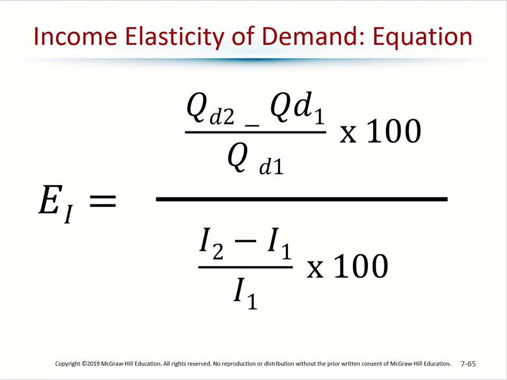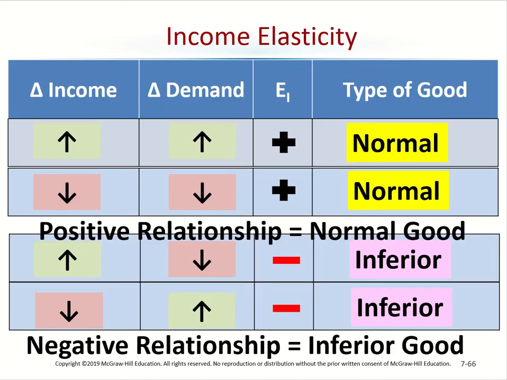So it's your Q2 minus Q1 over Q1. The whole thing times 100%, this will cancel out anyway, so I wouldn't worry about times 100%, okay? And then over, now we're going to replace price with income. So income 2, new income, minus income 1, old income, and then divided by old income. And that will give you your income elasticity for demand. So again, if this is positive, that's a normal good. If this is negative, that means this is an inferior good.